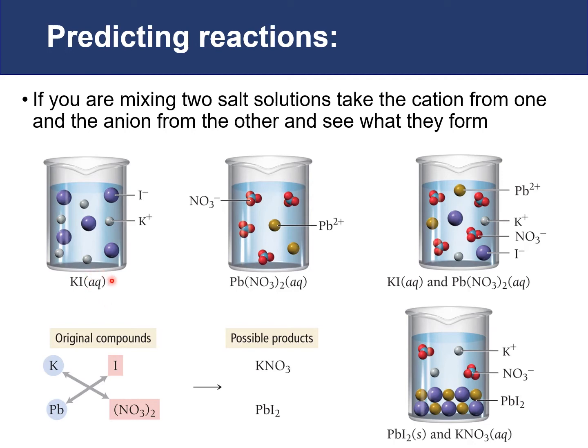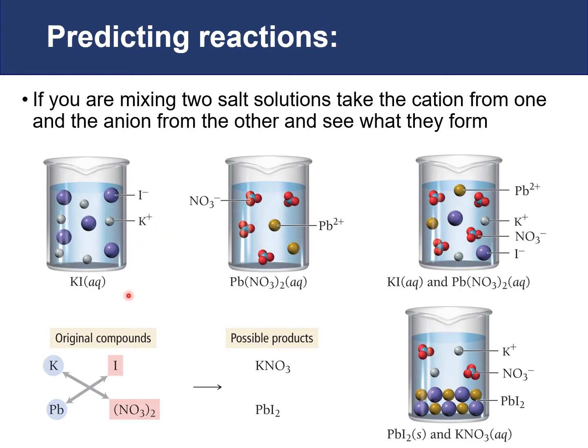They would break apart into potassium ions, which are our little white dots, and iodide ions, which are our purple dots. We're going to mix this with lead nitrate. All nitrates are soluble, therefore the lead nitrate is soluble. So we get nitrates, NO3-, which are these, and the lead, which will be represented by the yellow dots.